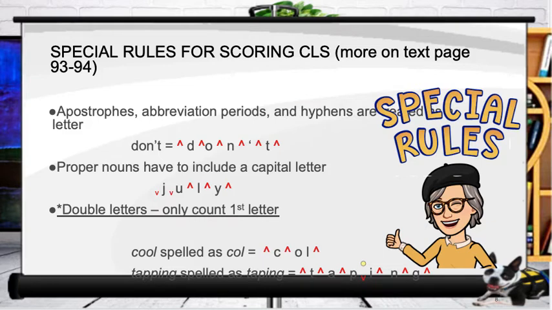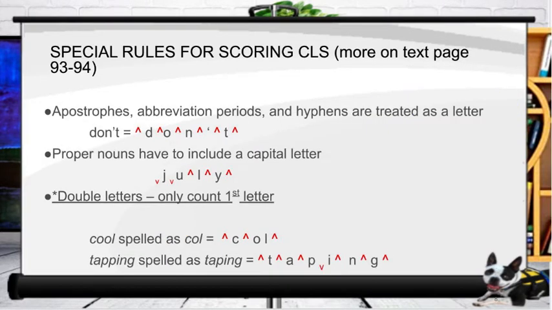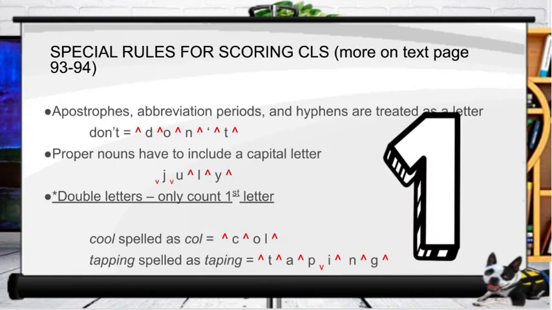So if we look at this example with July, we get a caret below the line preceding the J and between the J and the U because it's not a capital letter. And finally, double letters: we only count the first letter. So when we see "cool," spelled as C-O-L, we get a caret before the C, between the C and the O, and then we don't count that second one, and the L and following. And for instance, "tapping," spelled "taping," you can see where the carets are. We've got that caret below the line after the first P.